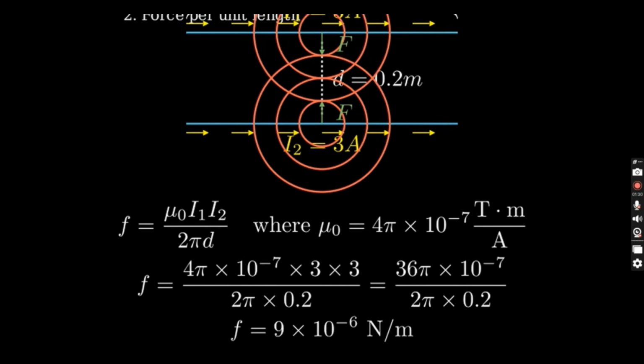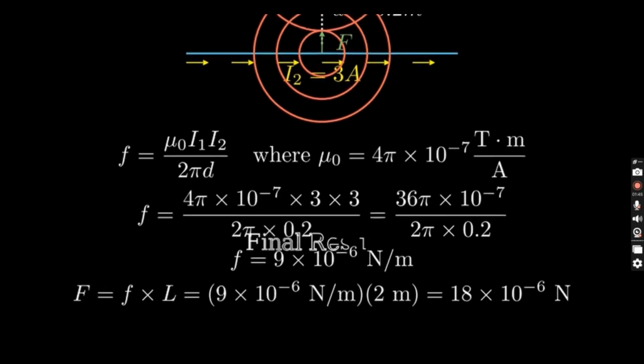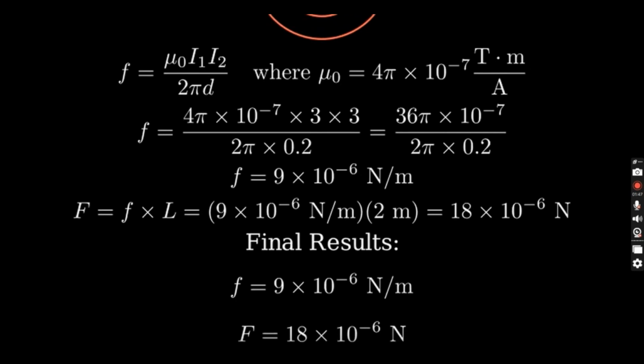To find the total force, we multiply the force per unit length by the length of the conductors. 2 meters times 9 times 10 to the minus 6 newtons per meter equals 18 times 10 to the minus 6 newtons. So our final results are: the force per unit length is 9 times 10 to the minus 6 newtons per meter, and the total force is 18 times 10 to the minus 6 newtons. The forces are attractive because the currents flow in the same direction.